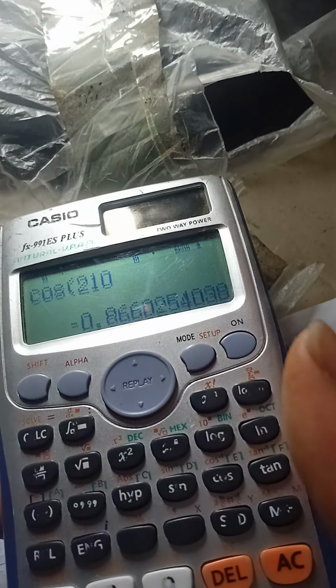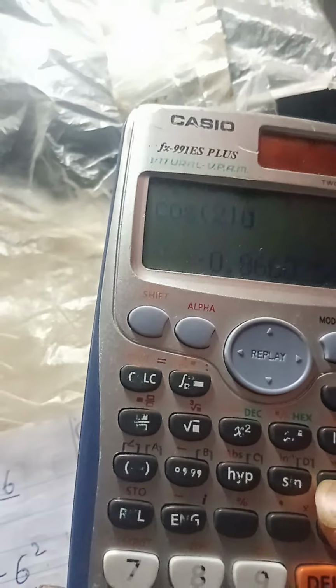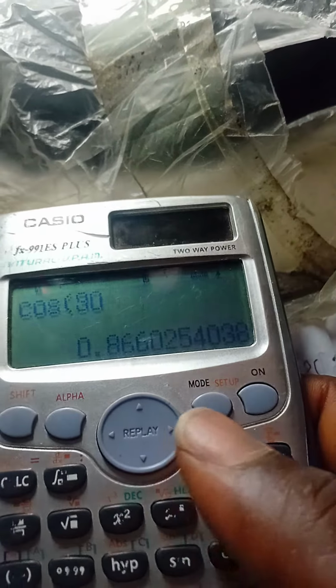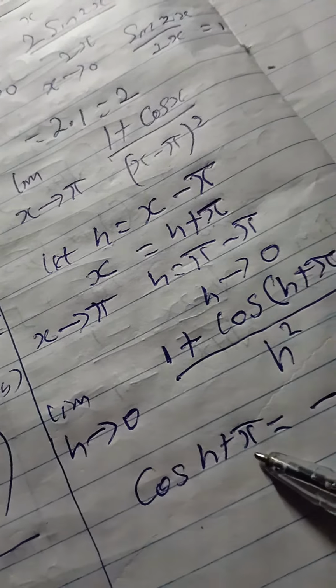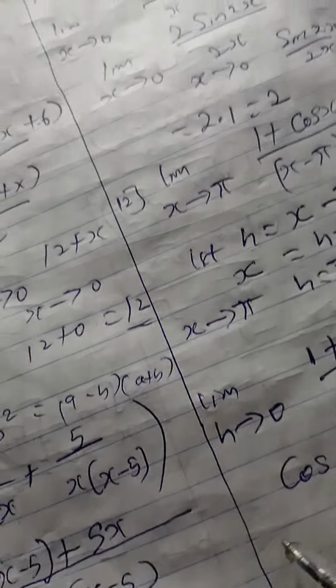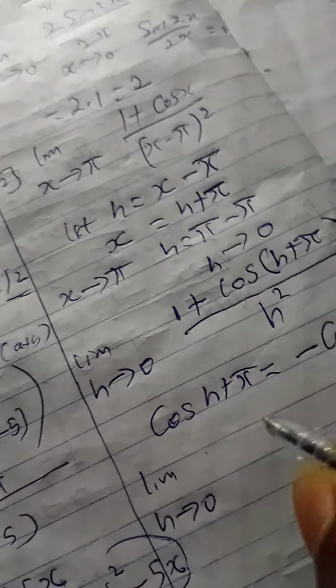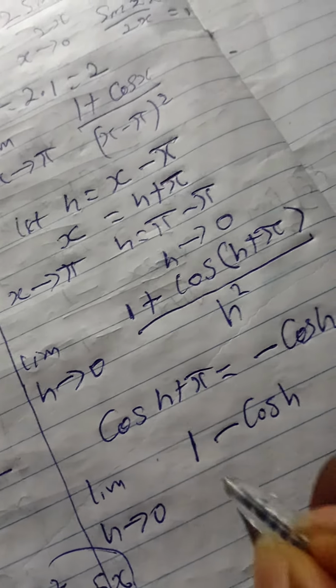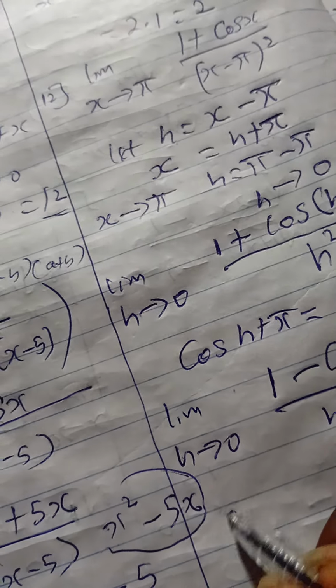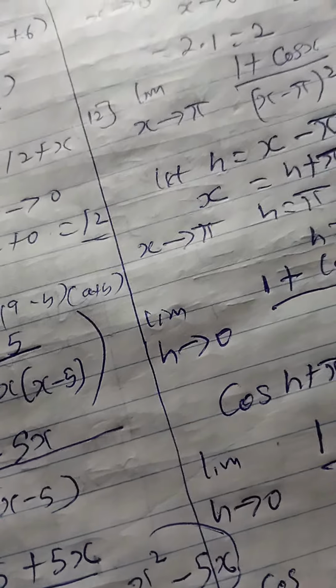You can see cos 210 is minus 0.8666. What's cos 30? Cos 30 is 0.86. So minus cos 30 is the same. Cos of anything plus pi is minus cos of that anything. So that means this one changes to limit as h tends to 0 of 1 plus minus cos h, which is the same as 1 minus cos h over h square. Very interesting.